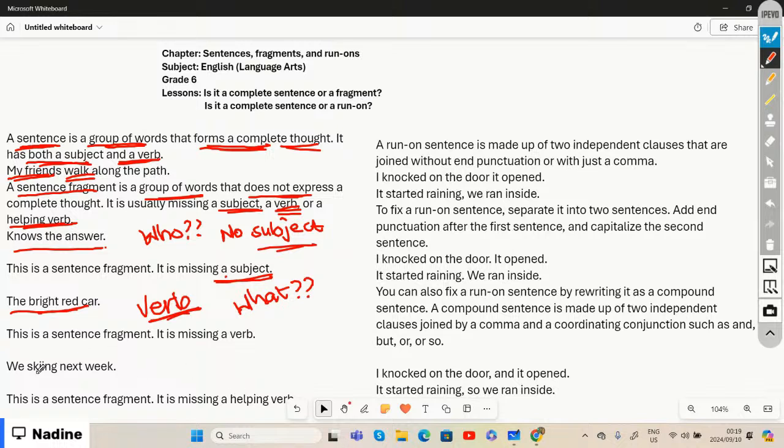And then the next one says, we skiing next week. We skiing next week. If you look at that sentence, what do you think is missing within that sentence?